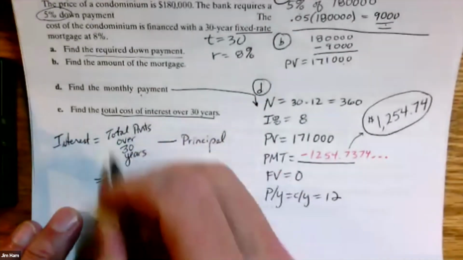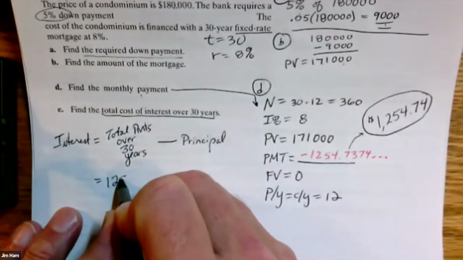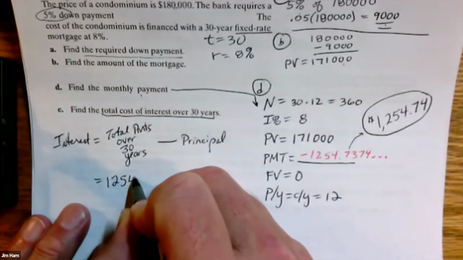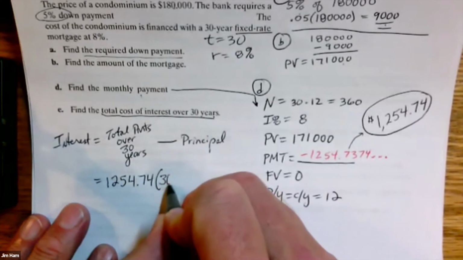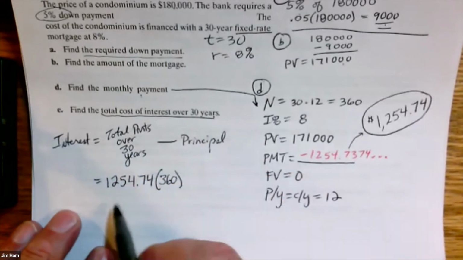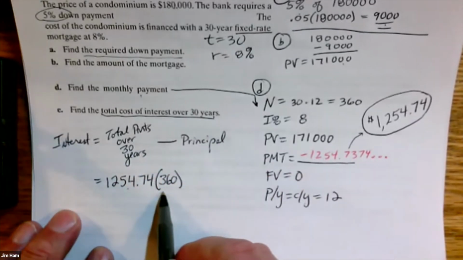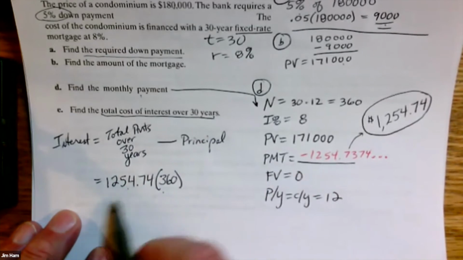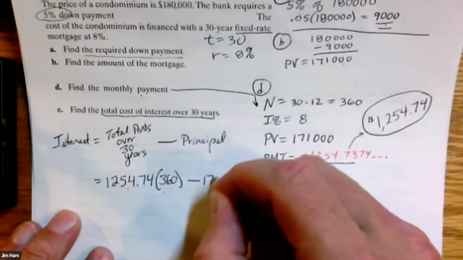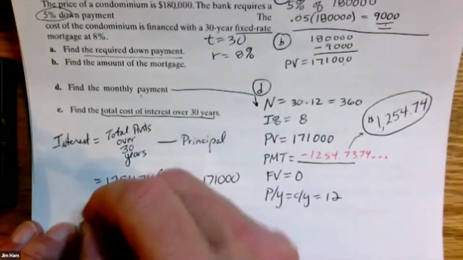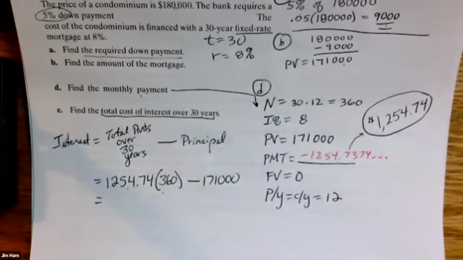All right, the total payments, we have to make a payment of $1,254.74 every month for 360 months. So if we make that payment for 360 months, this is the total amount that we have to spend. We're going to subtract out the principal, which is the $171,000, and everything else left is the interest.